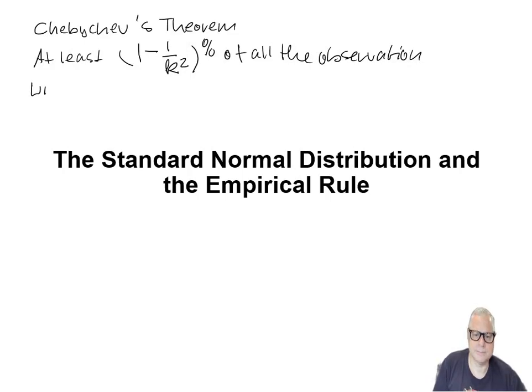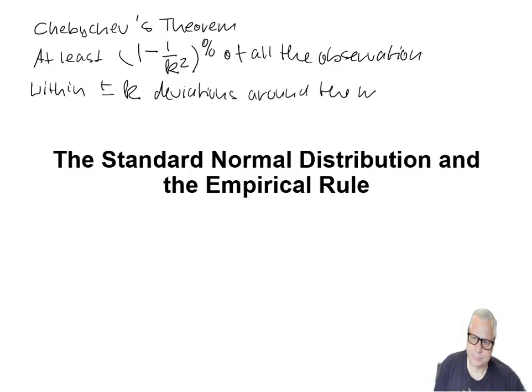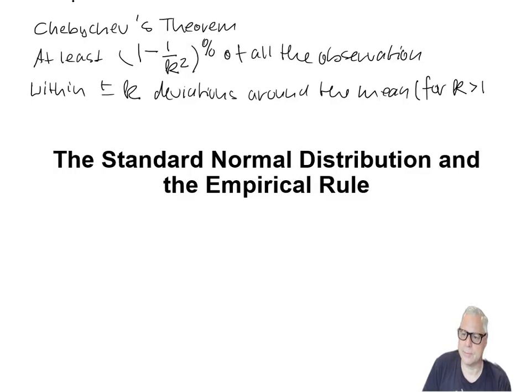within plus minus k deviations around the mean. And this is only for all k greater than 1, because if k equals 1, we'll get 0. Okay, so let's just see what that means again.